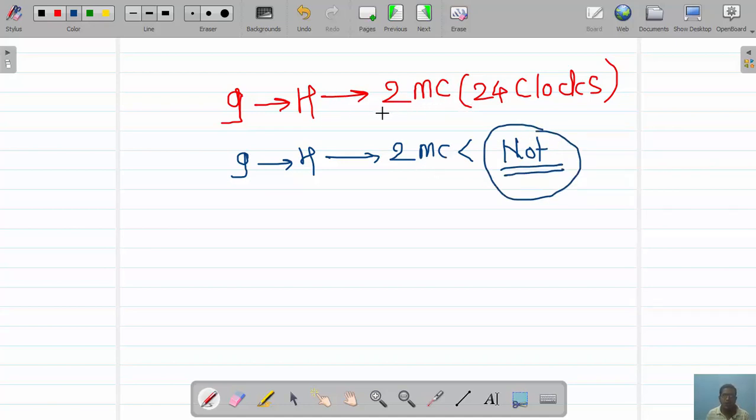So what precaution do we have to take? The status of pin number 9 should be high for minimum 2 machine cycles. If it is high for less than 2 machine cycles, then the device is not properly reset. So this is one phenomenon or principle that we have to take into consideration.